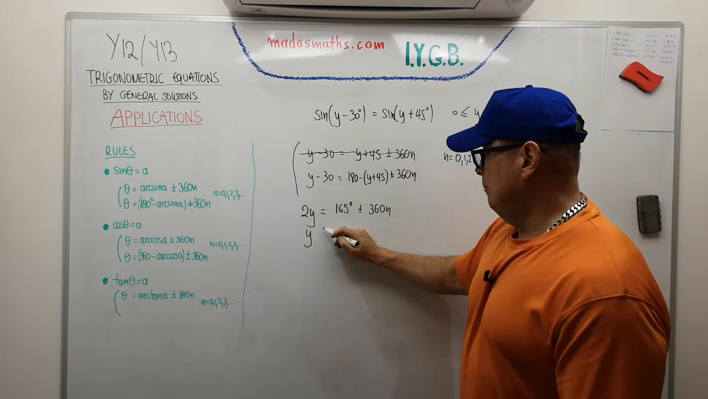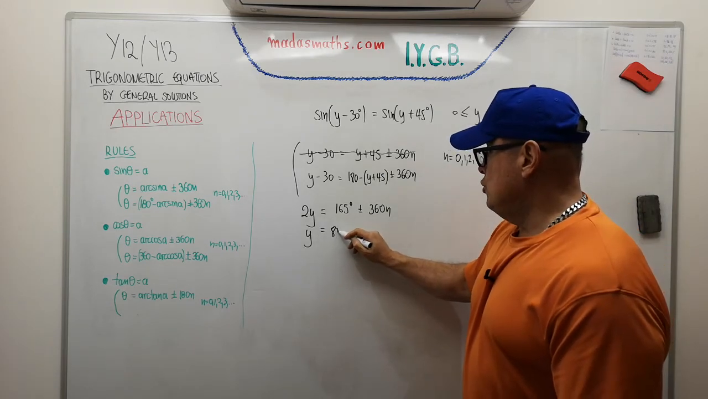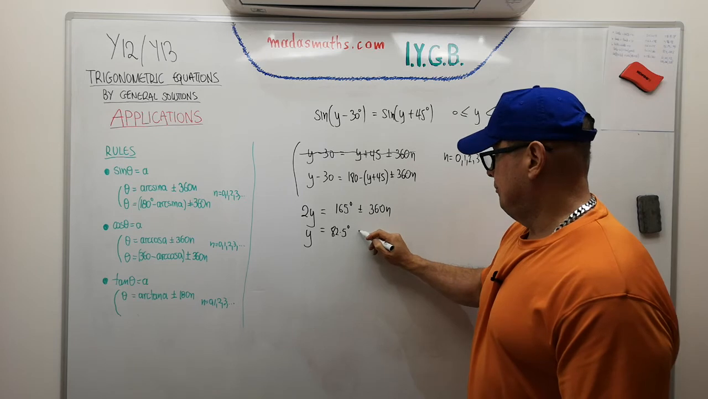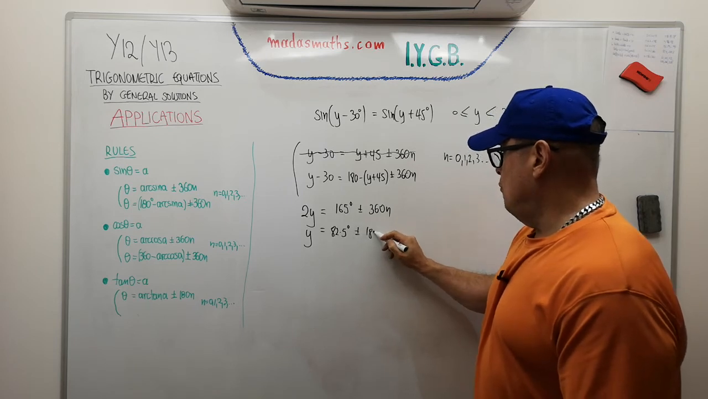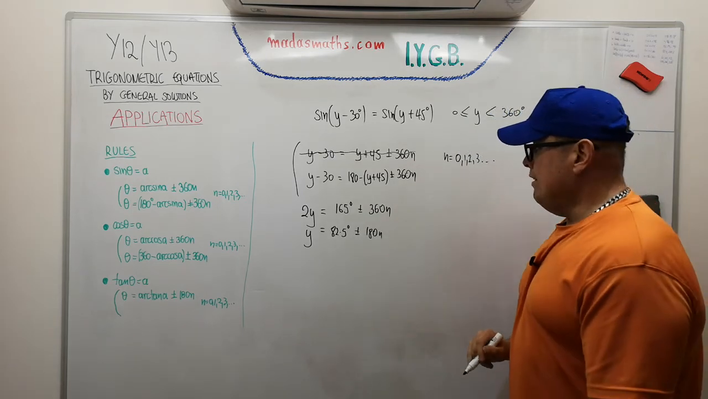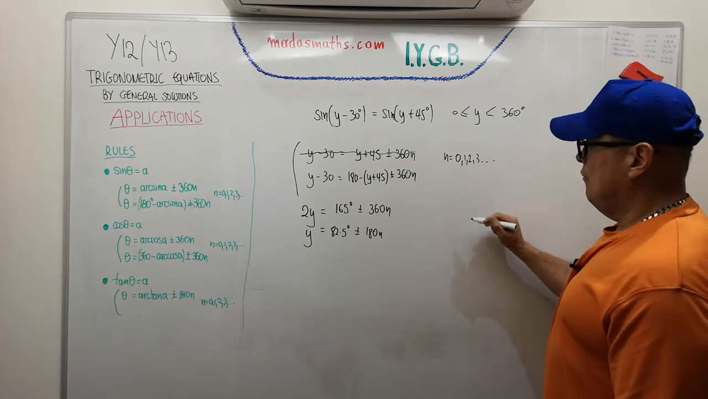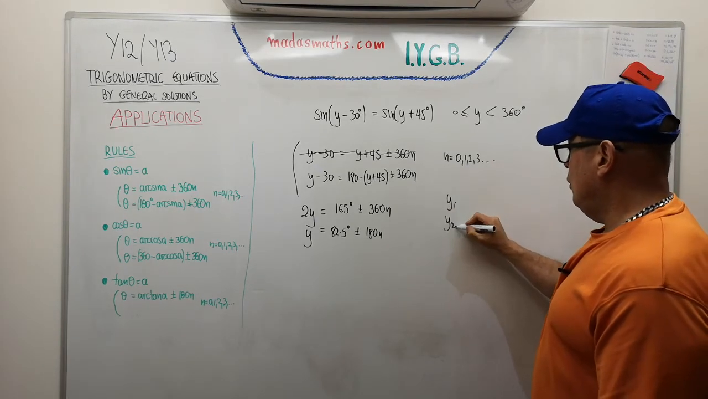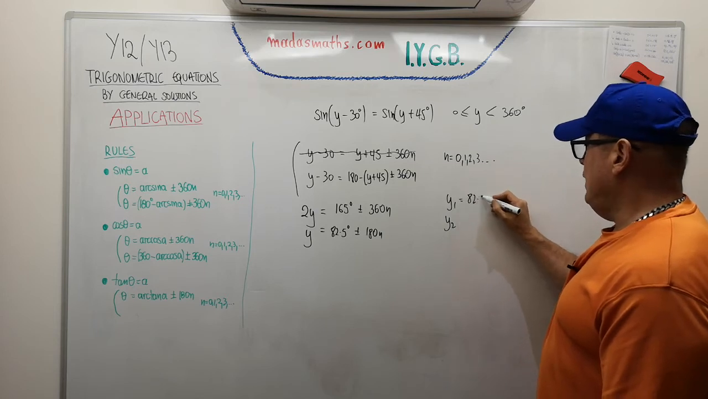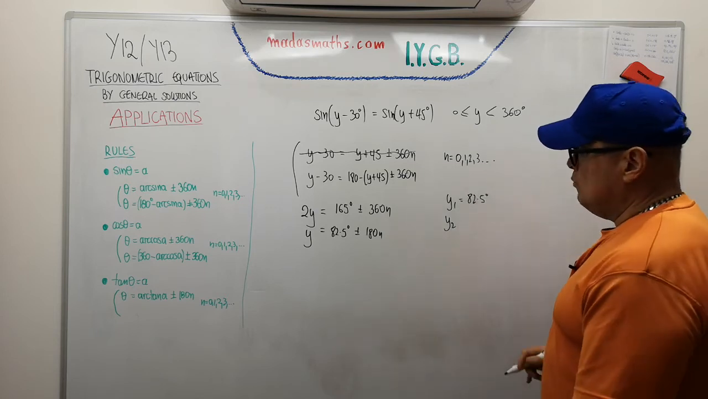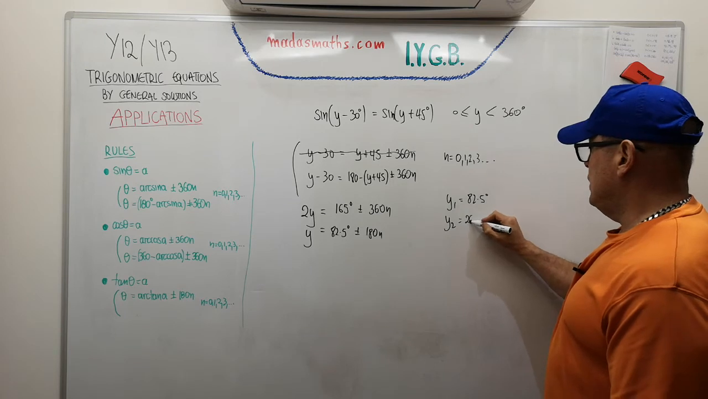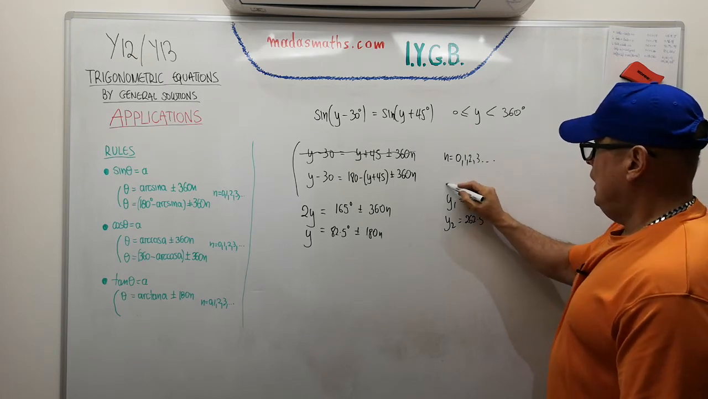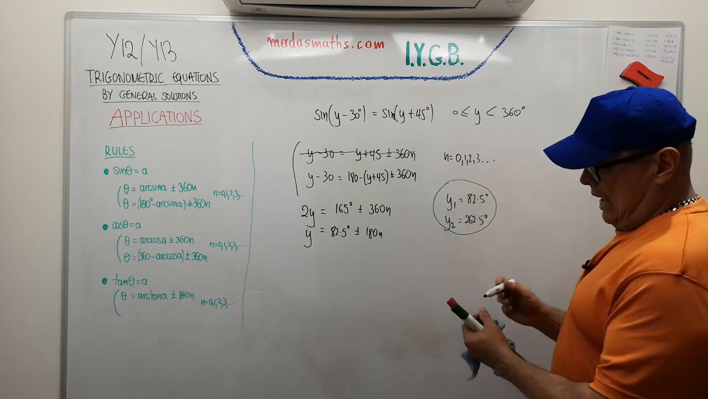I divide by 2 to get 82.5 with repeats of 180. And then finally, for this interval 0 to 360, there are clearly two solutions, a y1 and a y2. 82.5 is the first, and if we add 180, 262.5 is the second solution.